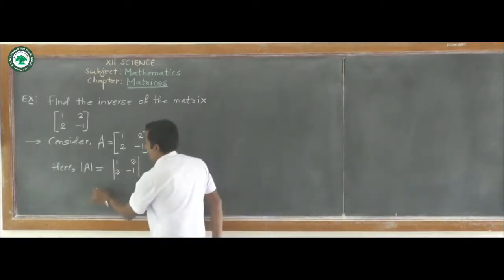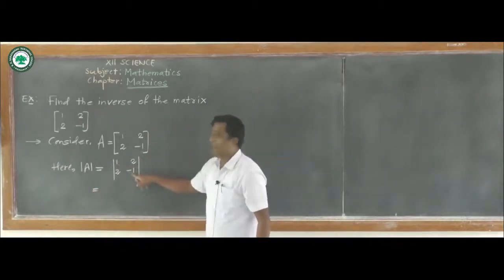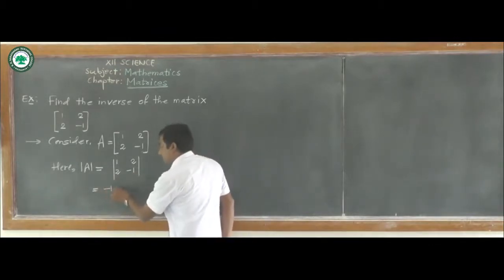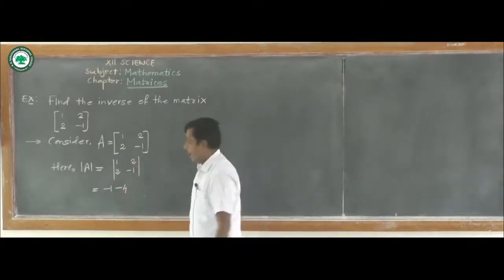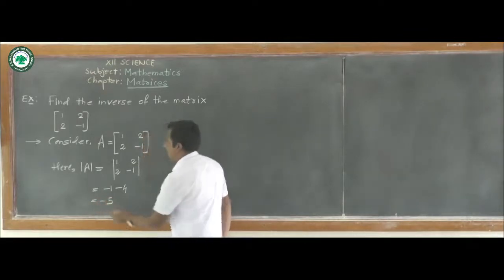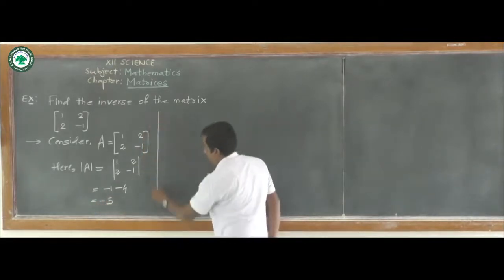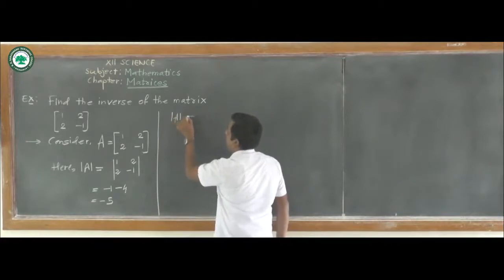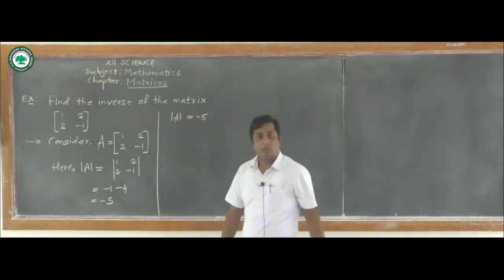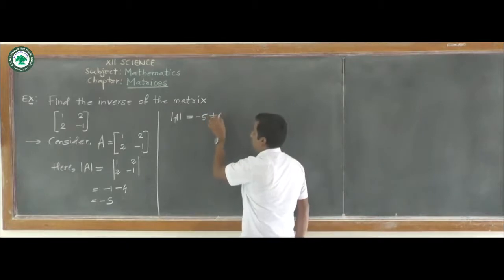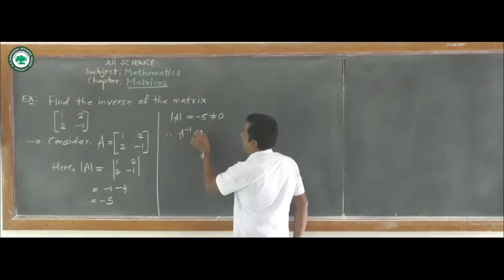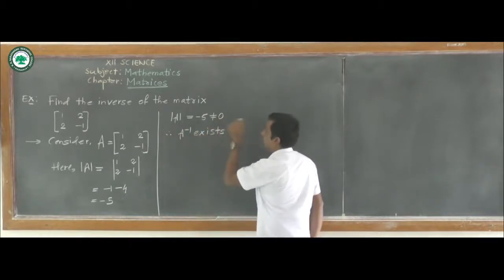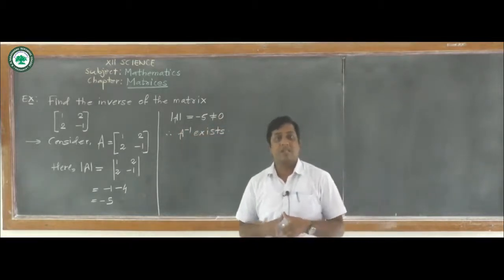Now this is equal to, here 1 into minus 1 is minus 1, then with minus sign, here we have 2 into 2, we know 2 into 2 is 4, and this is equal to here minus 5. So here we get determinant of A is equal to minus 5. Here this determinant is not equal to 0, so we say here inverse of given matrix A exists.